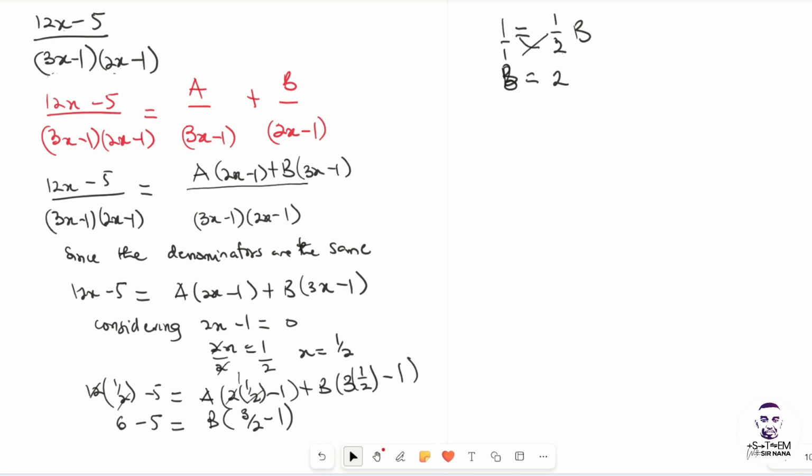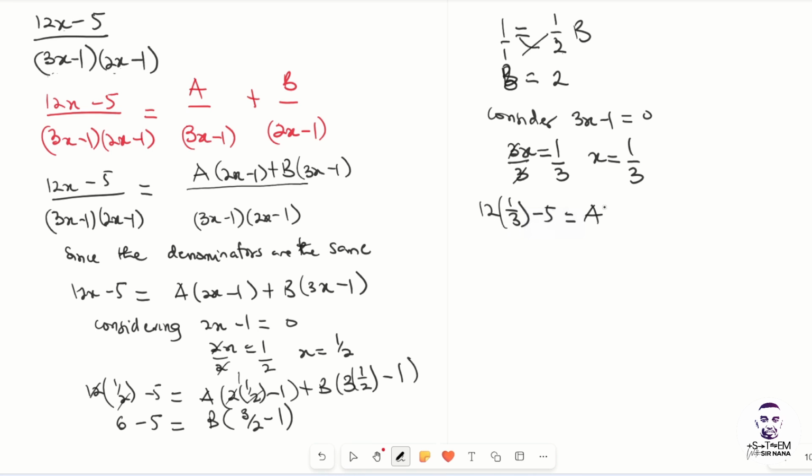And then we can also consider as well the expression 3x minus 1 to be equal to 0. And we come to see that for that expression, 3x will be equal to 1. And then when we divide both sides by the coefficient of the x, we are going to have x to be equal to 1 over 3. Now we substitute 1 over 3 in the equation again. So this time we have 12 multiplying 1 over 3 minus 5 is equal to a.